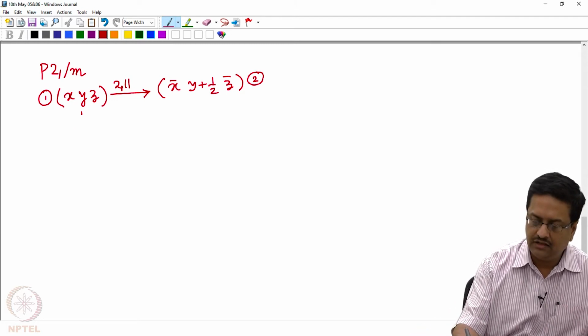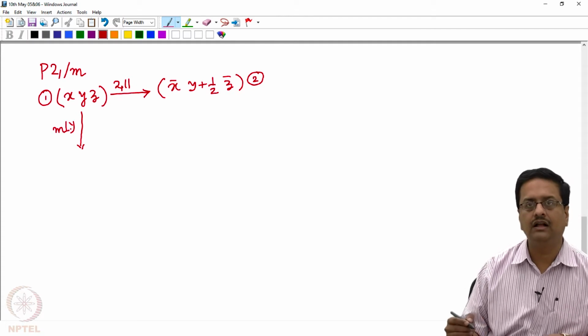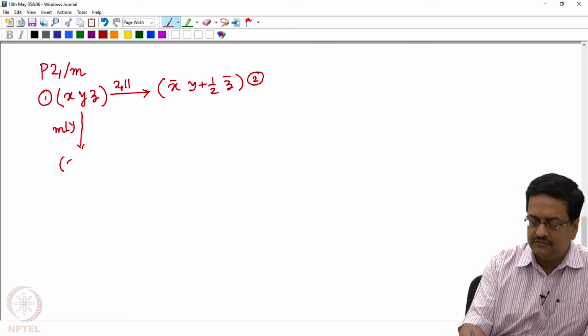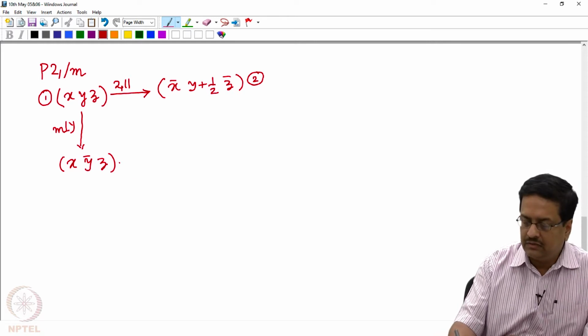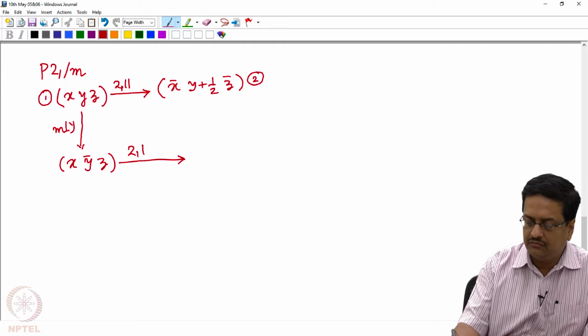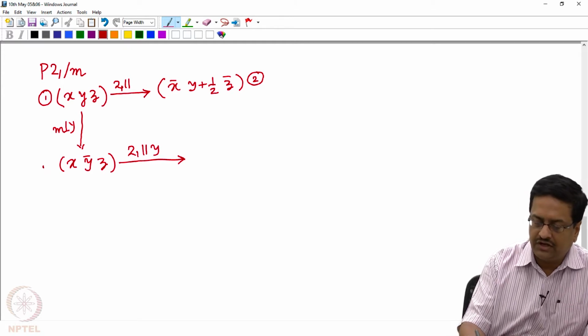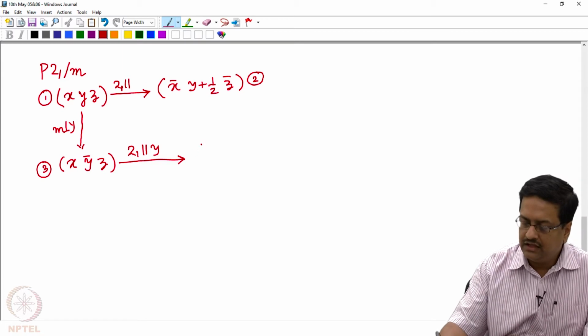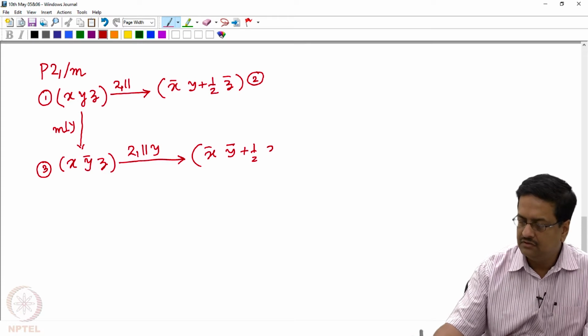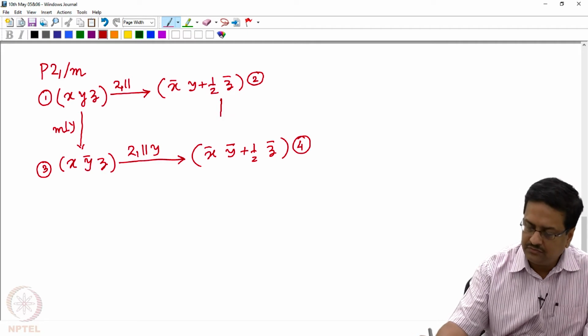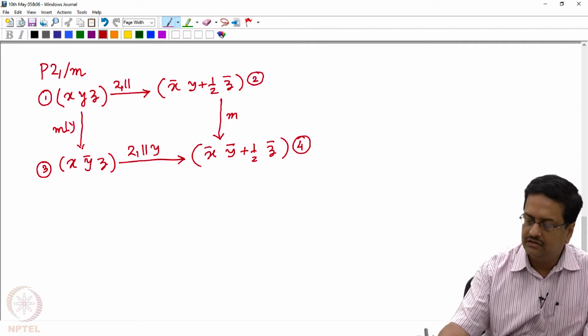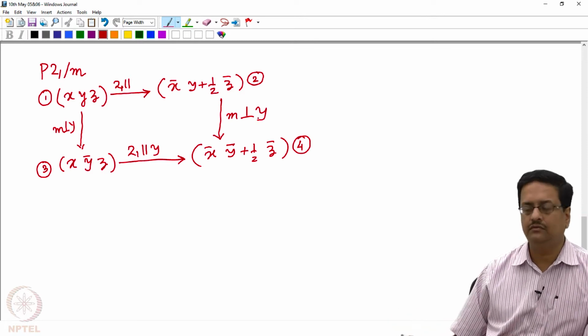Now if we apply a mirror perpendicular to y on point number 1, what we would get is x, y bar, z. Then we again apply 2-1 parallel to y on this point number 3, and we get x bar, y bar plus half, z bar, which is my point number 4. This can also be obtained by applying a mirror perpendicular to y on point number 2.